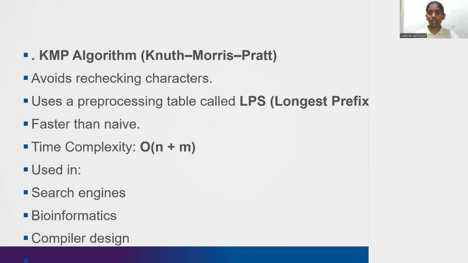We have some algorithms for pattern matching. The first one is the KMP algorithm, also known as Knuth-Morris-Pratt. It avoids rechecking characters, uses a preprocessing table called LPS, and has a faster time complexity than the naive approach. It is also used in search engines, bioinformatics, and compiler design.